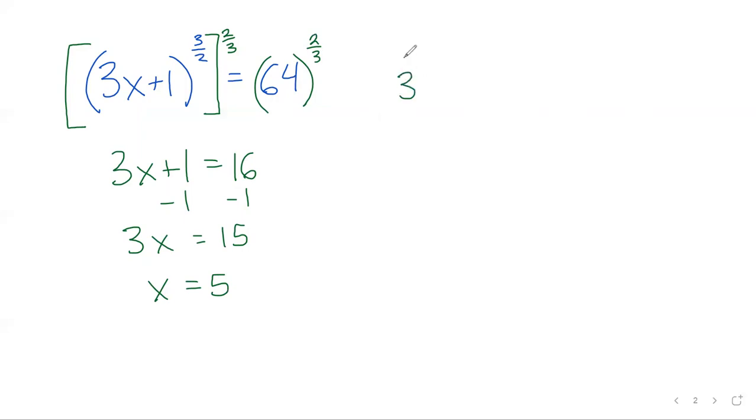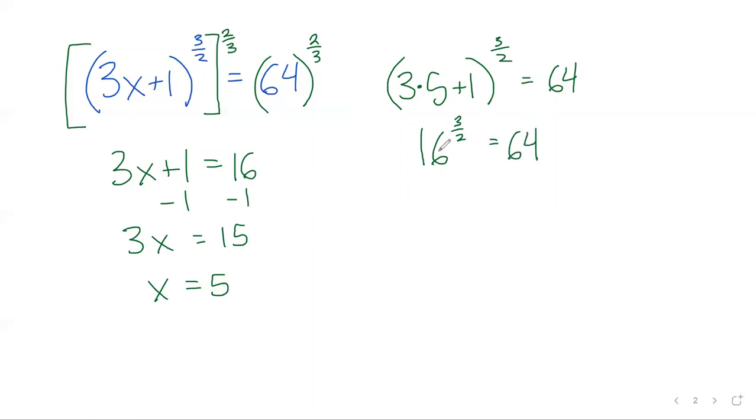So we've got 3 times 5 plus 1 to the 3/2 equals 64. Okay, 15, 16 to the 3/2 equals 64. So square root of 16 is 4. 4 cubed is 64. So that works, and x equals 5 is a real answer. Great, let's do one more.